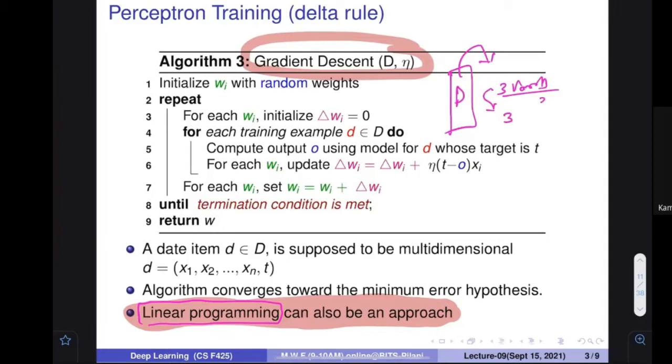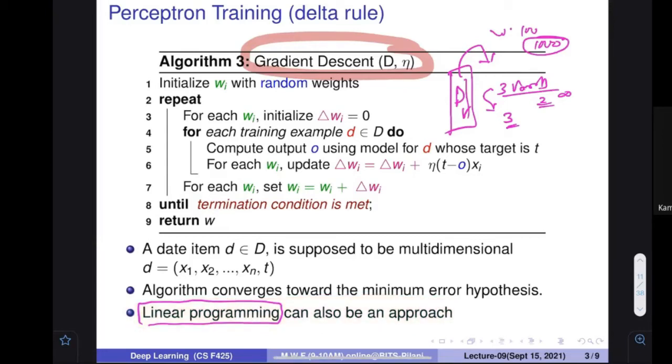If two equations are given, then there are infinitely many solutions. If there are three equations, then you will be able to find a unique solution out of that, provided they are not really dependent. But most of the time the data points are too many. If there are 100 weights and 1000 data points, it becomes an over-constrained system. So finding the parameters using linear programming is directly not possible.